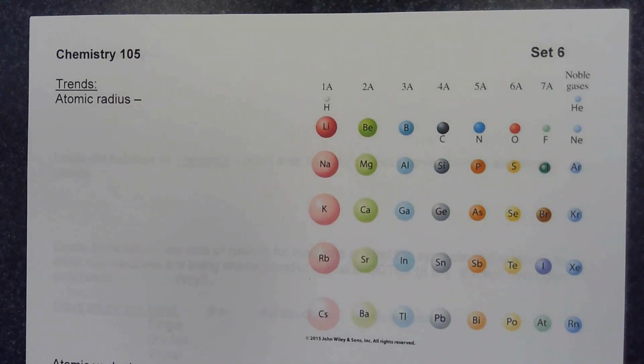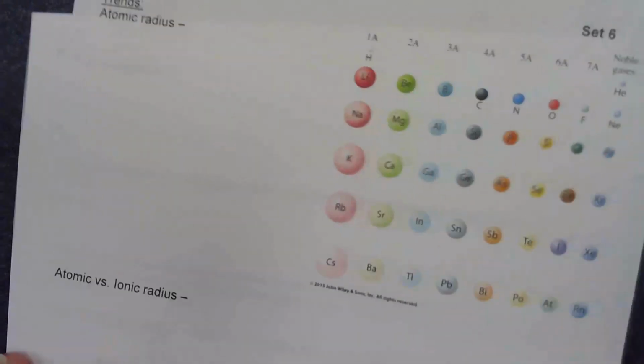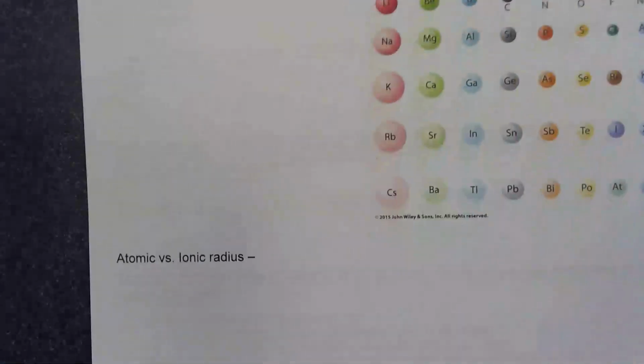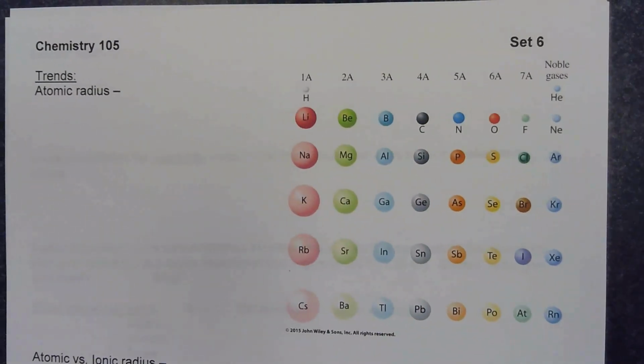They always are the same. So we're going to look at 3 basic trends: ionization energy, atomic radius, and electronegativity. Those are the 3 trends we're going to look at.